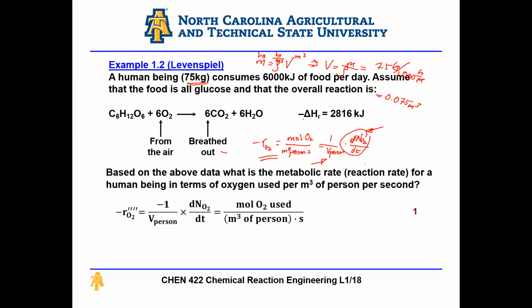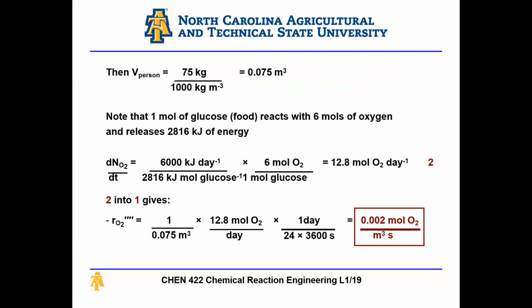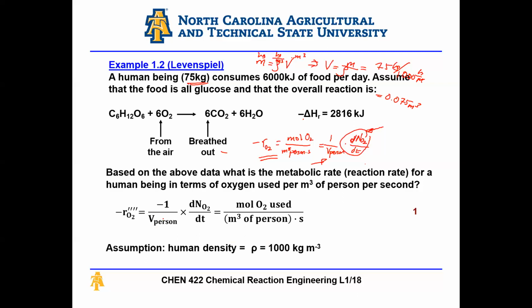So we're looking for RO2, which is minus 1 over V multiplied by dN by dt. So we're looking for the reaction rate in terms of moles of oxygen per meter cubed per second. We're going to start tackling these one by one. First one is volume. So assume the human density is equal to that of water, just 1,000 kilograms per meter cubed. And once we assume the density, and we know the weight of the person or the mass, we can get the volume of one person. Okay, so this guy is done.